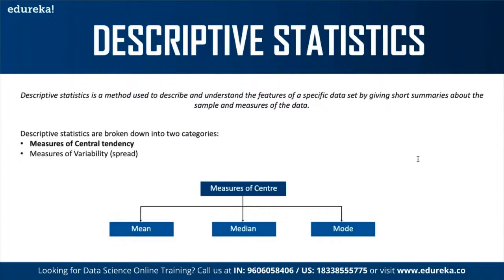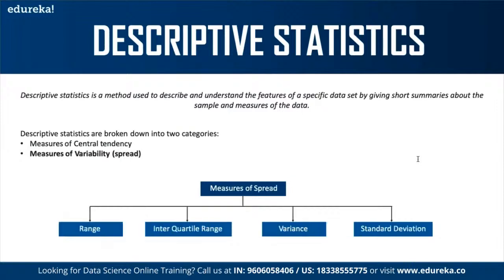So we have 3 main core components for any given measures of central tendency: mean, median, and mode, right? And then in terms of variability, we have range, interquartile range, variance, and standard deviation. I believe most of you must be familiar with the concept of standard deviation as a part of the entire learning model. This is what majority of us have studied in our school and college days.